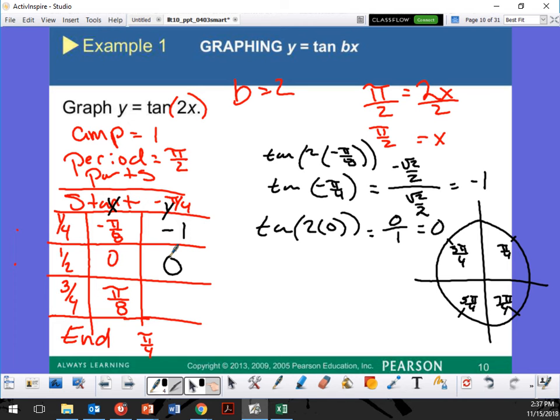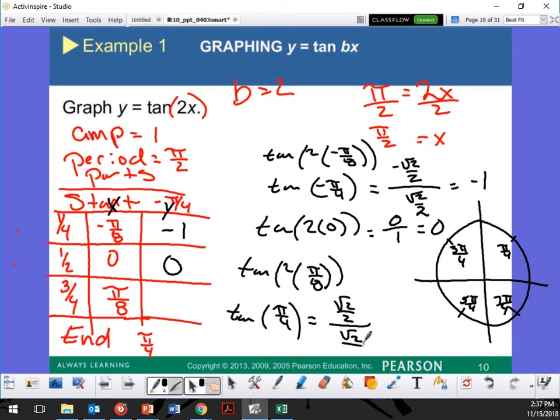Okay, now let's do this next one. The next one's going to be tangent of 2 times pi over 8. That's going to be tangent at pi over 4, right? Put your finger on positive pi over 4. Pi over 4. The y value is going to be rad 2 over 2. The x value is? Rad 2 over 2. Very good. That one's going to give me a positive 1.